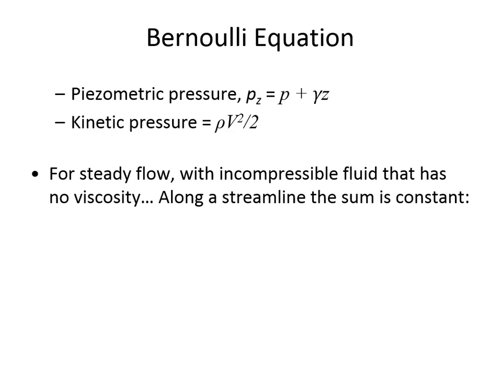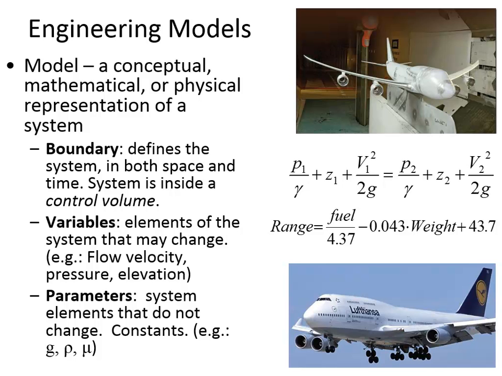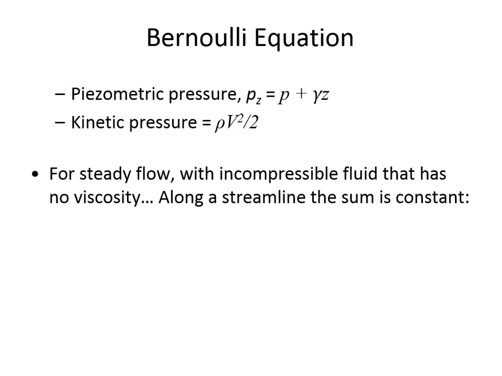It has a couple of different ways of being represented, and so this form of Bernoulli's equation is one way, but if we multiplied each term by gamma, it would look a little bit different. And in point of fact, Bernoulli's equation consists of two terms. There's the piezometric pressure term and the kinetic pressure term. And what it says is that along a streamline, the sum of the piezometric pressure and kinetic pressure is constant when you've got steady flow, incompressible fluid that has no viscosity.